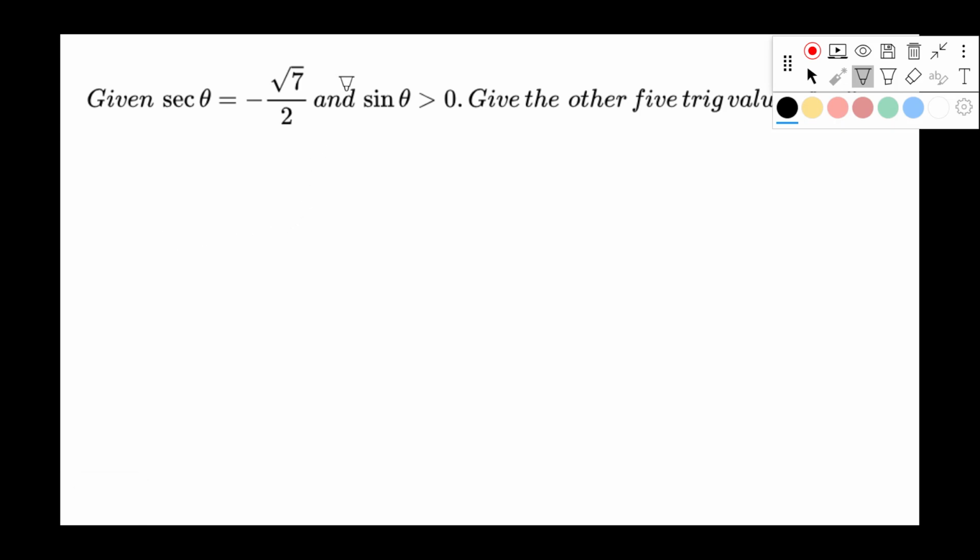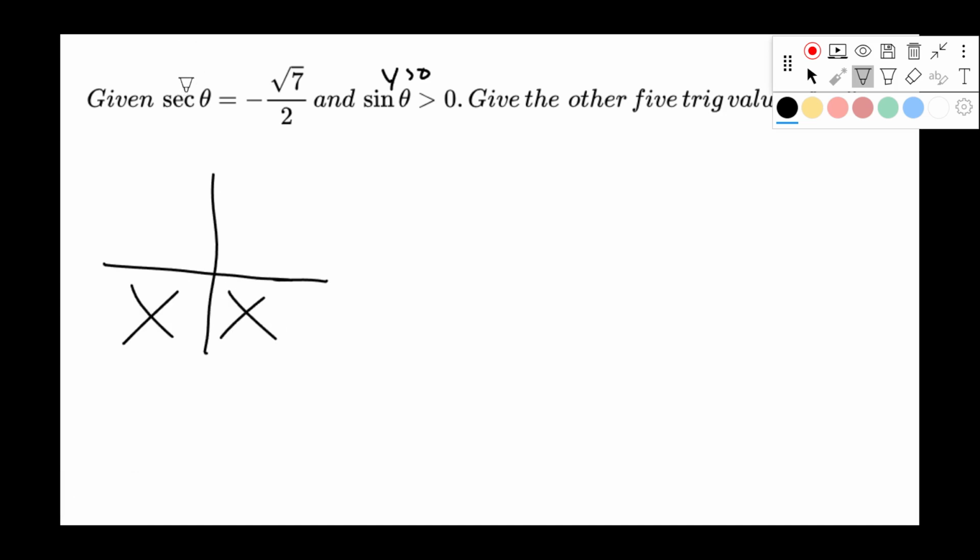Okay, so again, I'm not told where to build the triangle. I'm just told one trig relationship and that sine is bigger than 0. Well, I know sine's the y coordinate, so the y coordinate's got to be positive. All right, let's see if we can figure out where to build this triangle first. Y coordinate's positive, so that's up here. So it's not there, and it's not there.